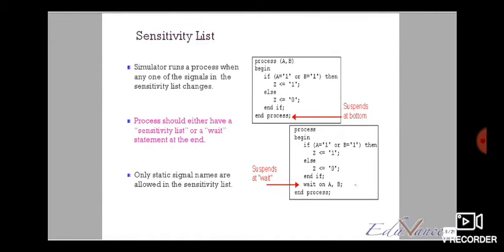Your process basically works on repetitive execution of all the sequential statements inside it. The first point I've already mentioned, that your simulator runs a process when any one of the signals in the sensitivity list changes. So if your A changes, then your process is called. If A changes, then your process will be triggered and you'll go through all these statements.